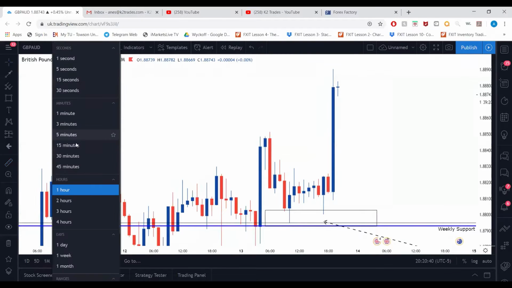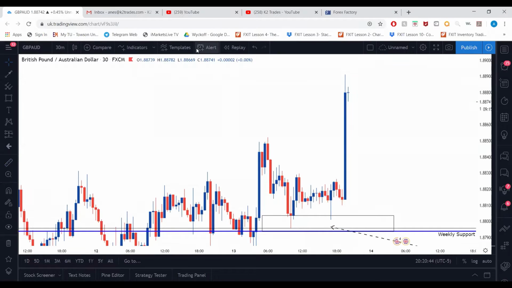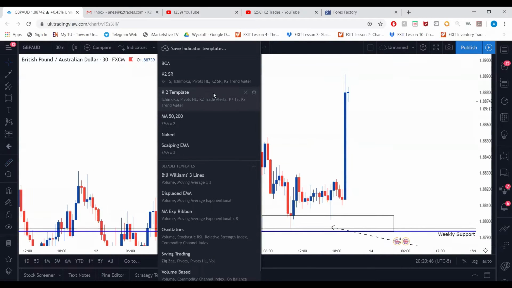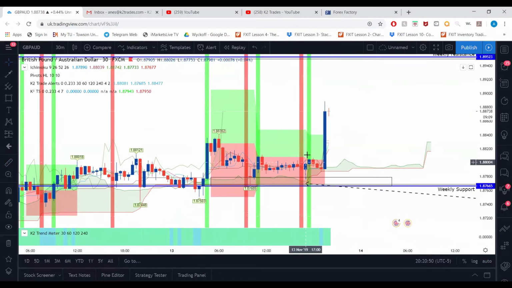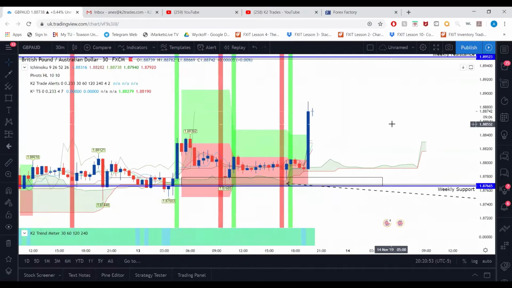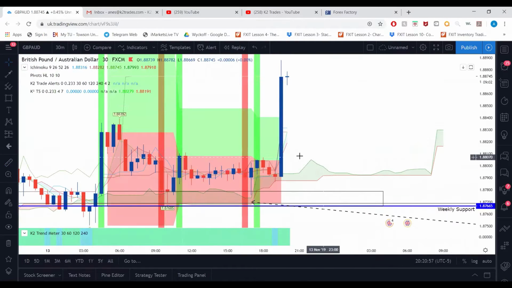And if we go on a 30-minute for the K2 subscribers, I'm gonna switch the template to K2 and look at it. There was a buy signal even before this news push. So if you strictly just follow K2, there you go. After this buy signal, you would have had, let's say, a 19 pip drawdown, and you would have been currently 70 pips in profit.